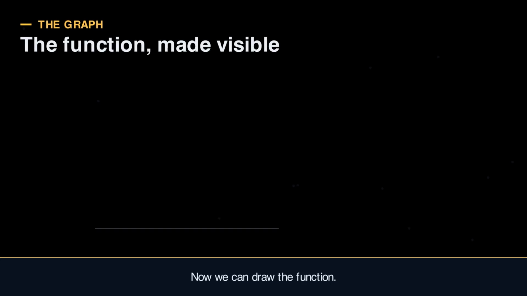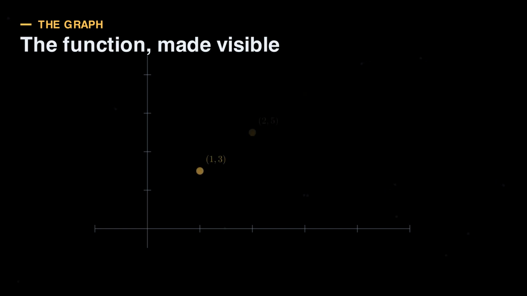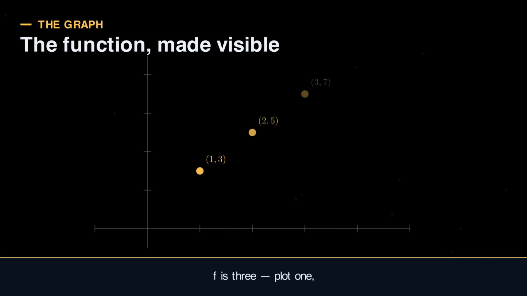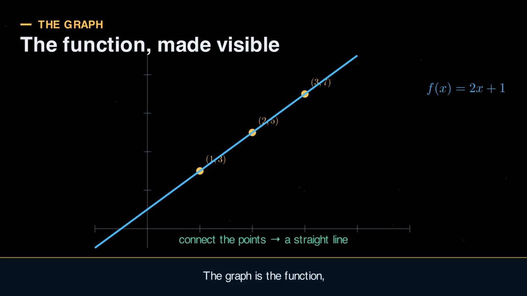Now we can draw the function. For each input x, we plot the point x, f of x. At x equals 1, f is 3, plot 1, 3. At x equals 2, f is 5, plot 2, 5. Connect all such points, and our function 2x plus 1 traces a perfectly straight line. The graph is the function made visible.